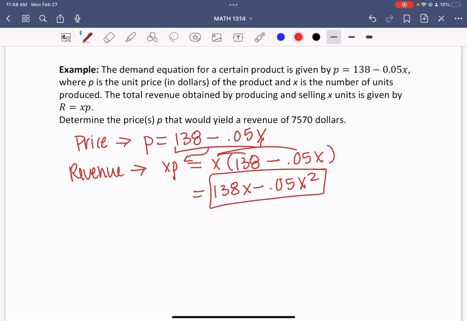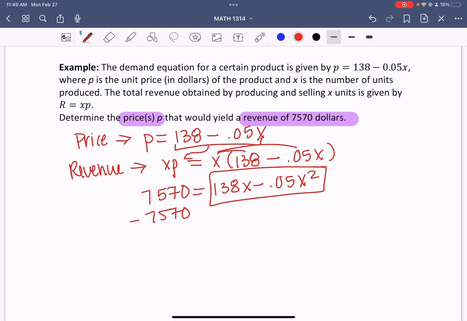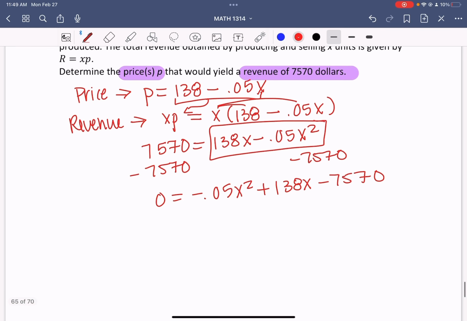Well, we want to determine the price P. So we're trying to find the price P that would yield a revenue of $7,570. So that means I'm going to set my revenue equal to that number. Now that I have a quadratic situation, I always want to get it equal to 0 so we can solve. So I have 0 equal to, and I'm just going to rearrange these in order of descending exponents, keeping all my signs what they should be. With a quadratic equal to 0, and especially with these types of numbers, I would just jump into my quadratic formula.